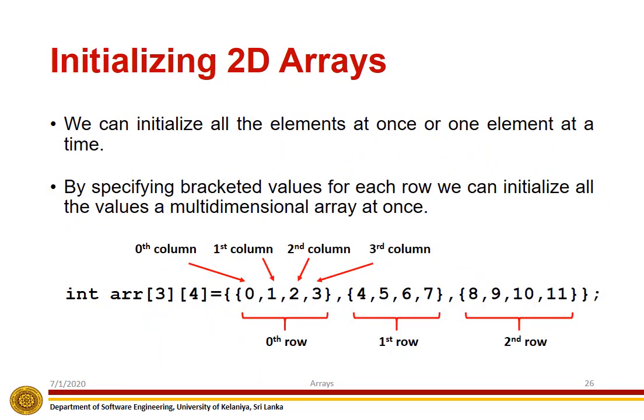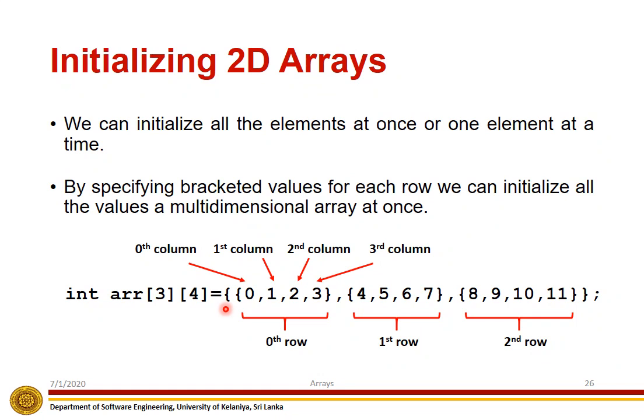Initializing 2D arrays. We can initialize all the elements at once or one element at a time. In one-dimensional arrays also, we use these methods to store values. By specifying bracketed values for each row, we can initialize all the values of a multidimensional array at once. So in the slide, you can see an example. int ARR[3][4]: int is the integer type, the array name is ARR, then 3 rows and 4 columns.